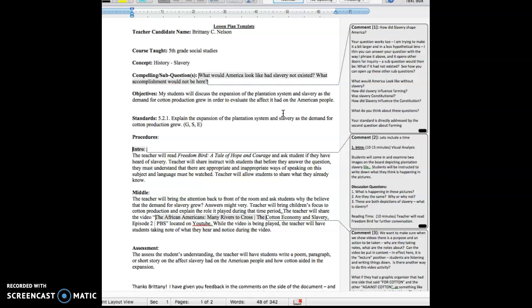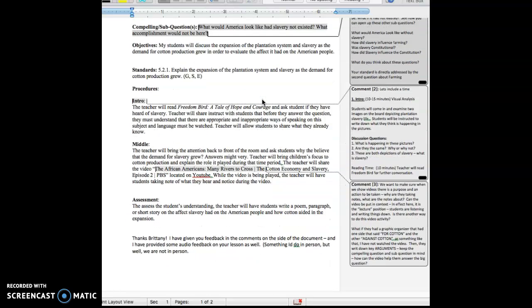But I think the really big question, the compelling question, is, how has the institution of slavery influenced America and continuously, until today, continues to influence America? So we can bring that forward. And I give you some thoughts in here about some other sub-questions. What would America look like without slavery? How did slavery influence farming? Was slavery constitutional? How did slavery influence the Constitution? So I kicked a couple more ideas your direction as you are writing this lesson.